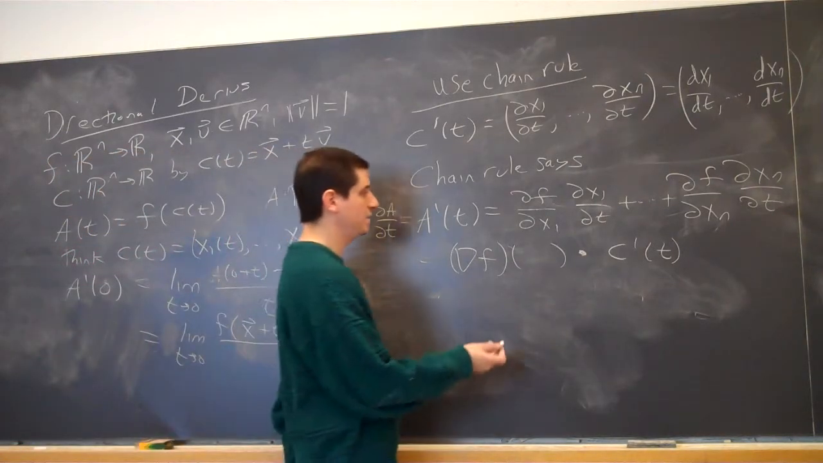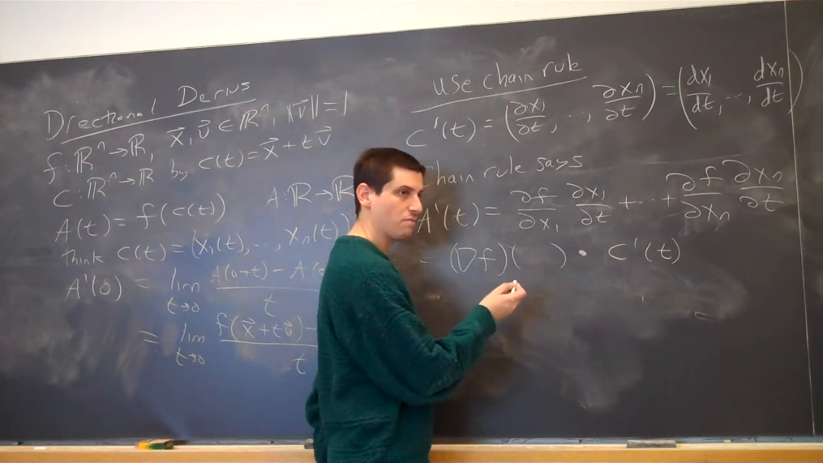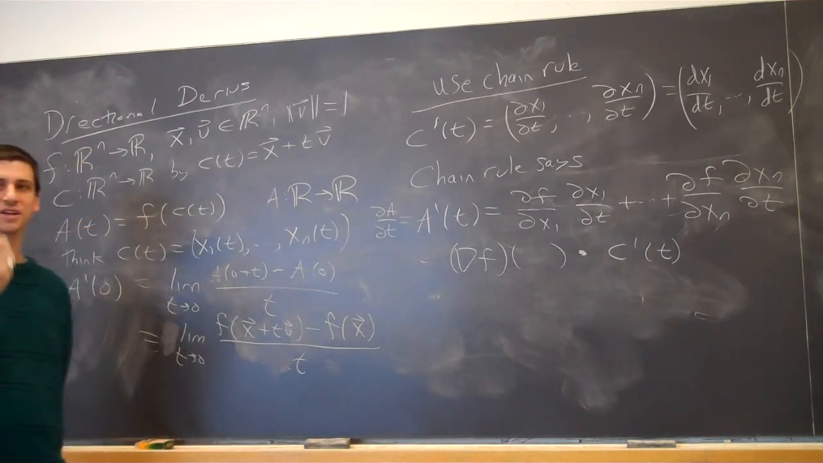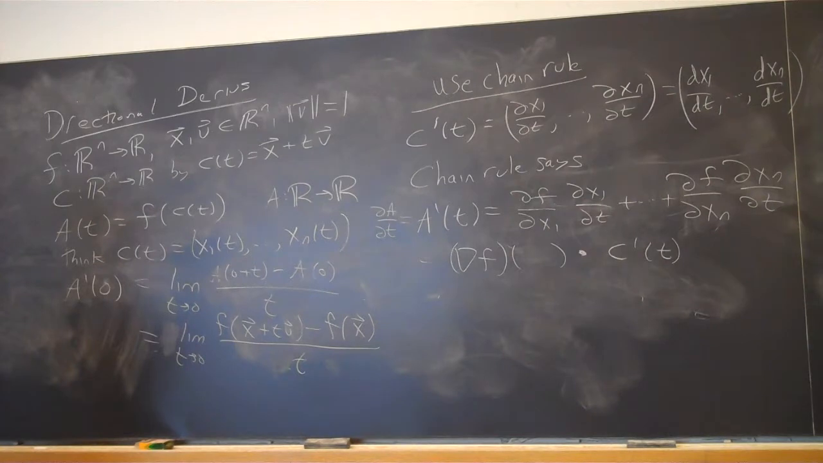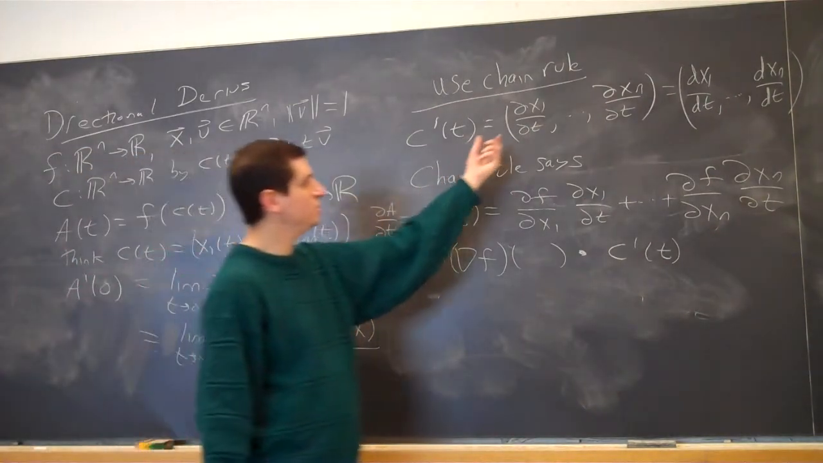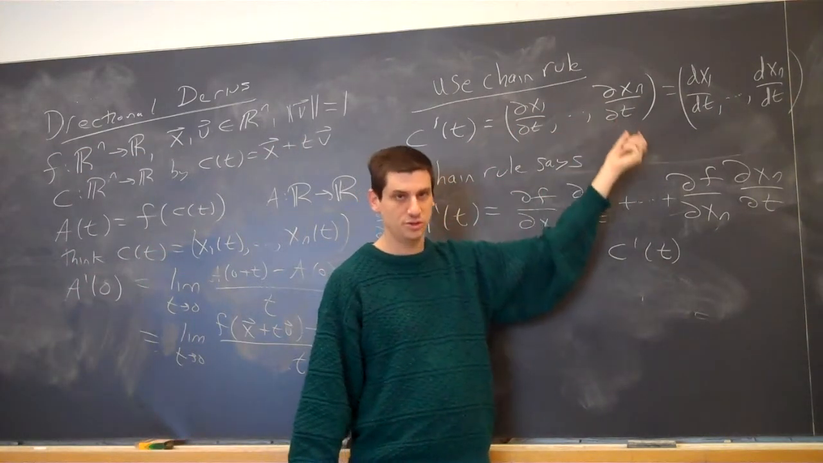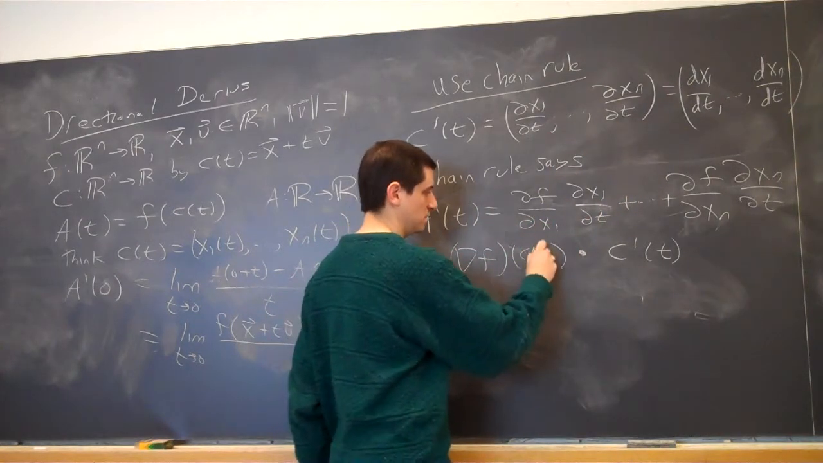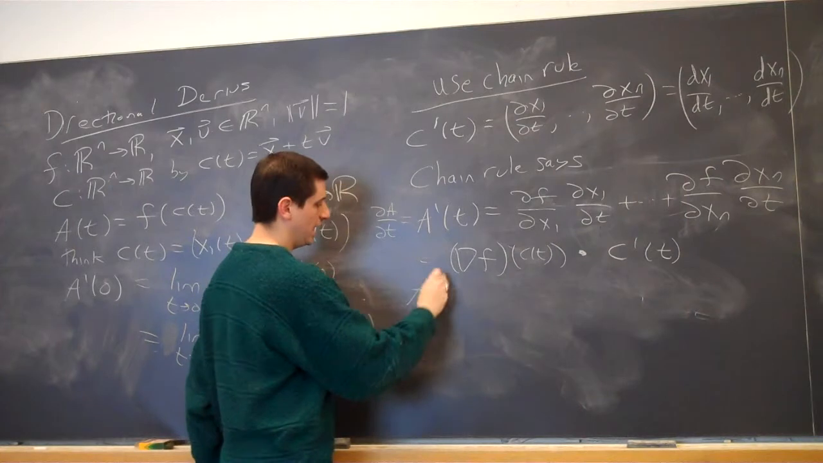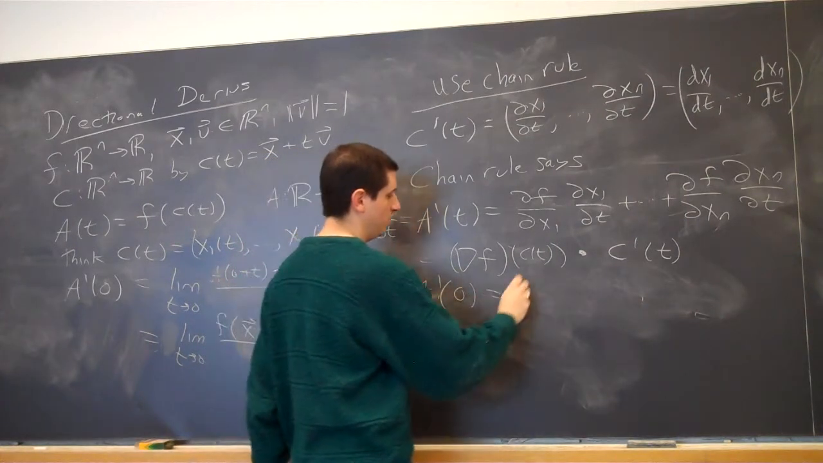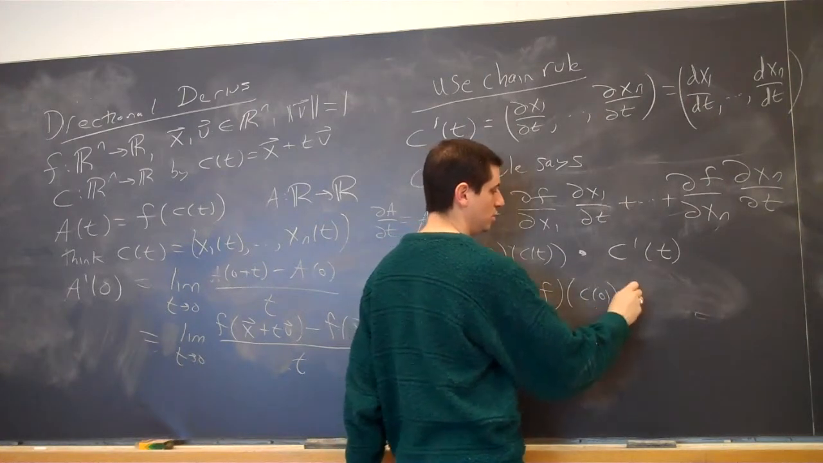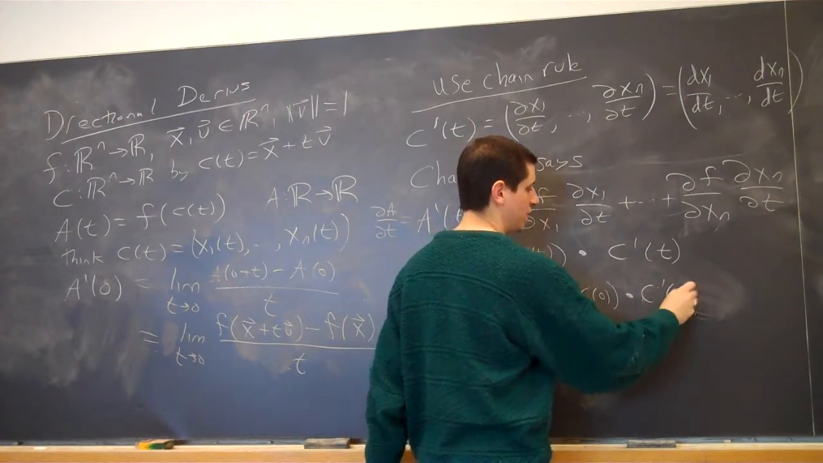So we would evaluate it at, I'm sorry? This is the most common mistake. x of t? If by x of t you mean this whole vector x1 of t, x2 of t, x3 of t, yes. Or c of t. And so if I want a prime at 0, that would be the gradient of f at my point c of 0, dotted with c prime of 0.